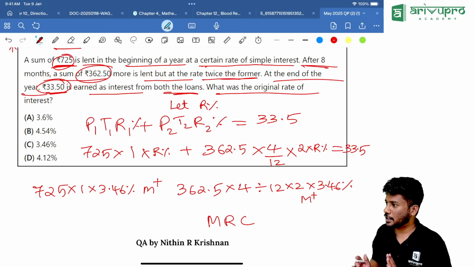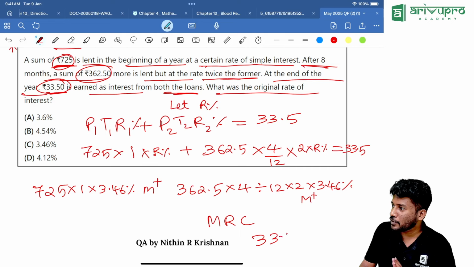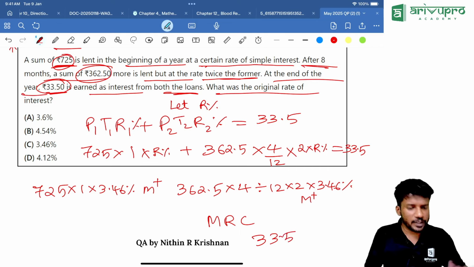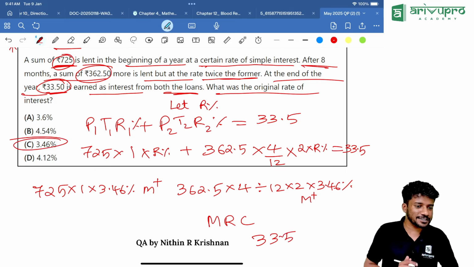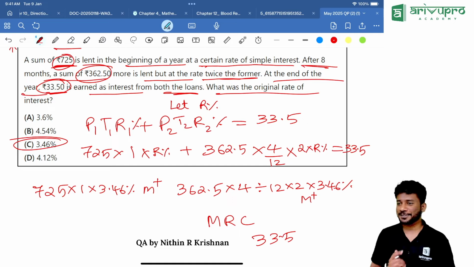3.46. Answer correct? You are getting it as 33.5? Yes, that means 33.5. Option C is the right answer. Good guess. But don't do it in the exam hall.